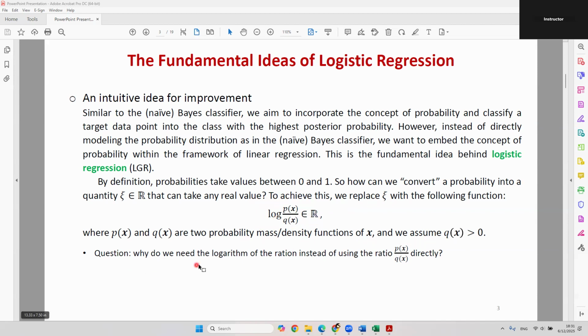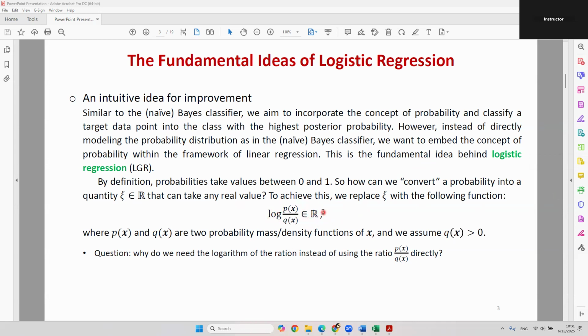One question is, why do we need a logarithm? Why don't we make it easy and just use px over qx? The reason is that px and qx are both probability density or mass functions, and hence they are both greater than or equal to zero, assuming qx is not zero. Let's say they are both greater than zero, and hence you can only get positive numbers. You cannot get negative numbers, and hence I need a logarithm.